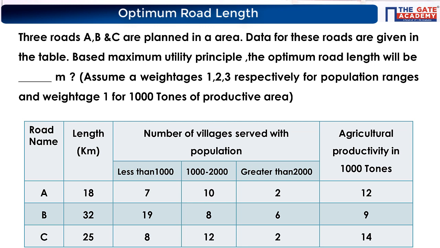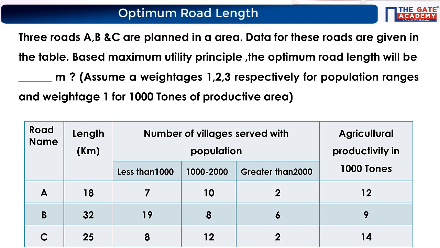Assume weightage of 1, 2, 3 respectively for the population ranges, which means the first column, if it is less than 1000 people, we are going to give a weightage of 1. If it is 1000 to 2000, we are going to give a weightage of 2. If it is more than 2000, we are going to give a weightage of 3. That's what they told to assume.